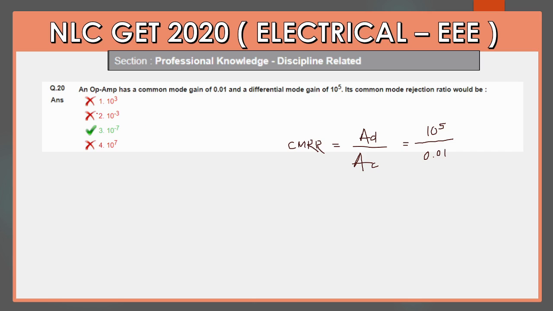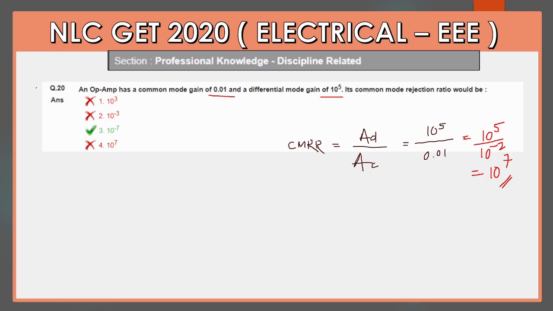Question number 20, it is saying an op-amp has common mode gain of 0.01 and differential mode gain of 10 to the power 5. So its common mode rejection ratio will be, we know that CMRR, common mode rejection ratio, equal to AD by AC. So if you put the values here, it is coming 10 to the 5 divided by 10 to the minus 2. So it looks like the answer will be 10 to the 7.